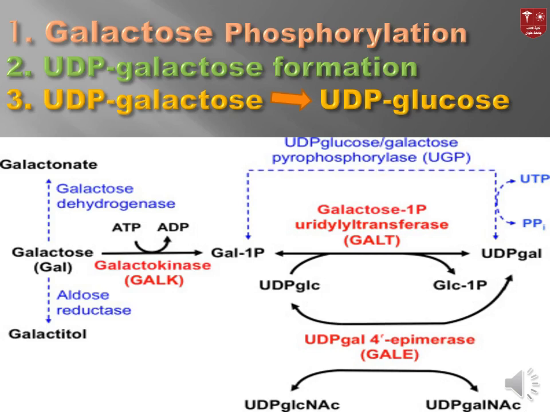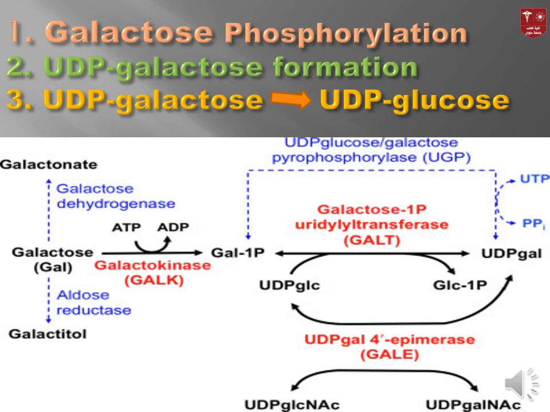Then the second step is formation of UDP galactose by the enzyme GALT. You can study the enzyme by the abbreviation GALT. What does this enzyme do? It conjugates galactose 1 phosphate with UDP glucose, releasing UDP galactose and glucose 1 phosphate. So by this enzyme, we can convert galactose 1 phosphate to UDP galactose. What's the benefit of UDP galactose? UDP galactose is the form through which galactose enters the structure of important glycoproteins of the body. It has to be in the form of UDP galactose. So this enzyme is important.